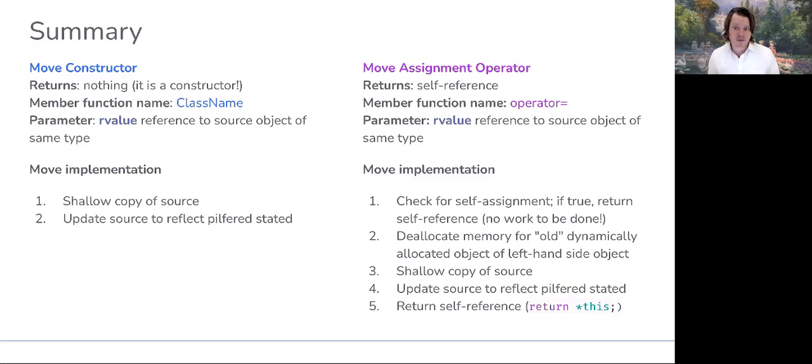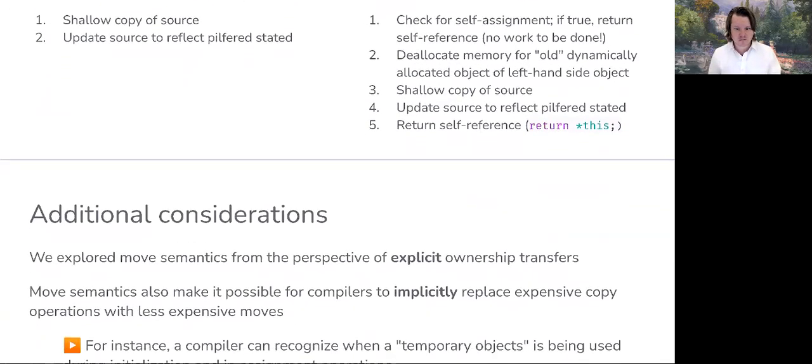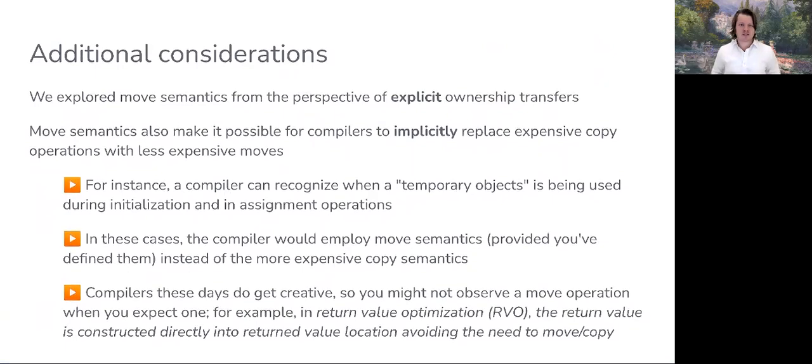Thereafter, we can go ahead and perform a shallow copy of the source, and then we need to update the source to reflect its pilfered state, in that we transferred its resources to the object on the left-hand side of our expression. And then, as with any assignment operator that we've defined today, we'll return a self-reference to the object invoking this function. So a couple of additional considerations.